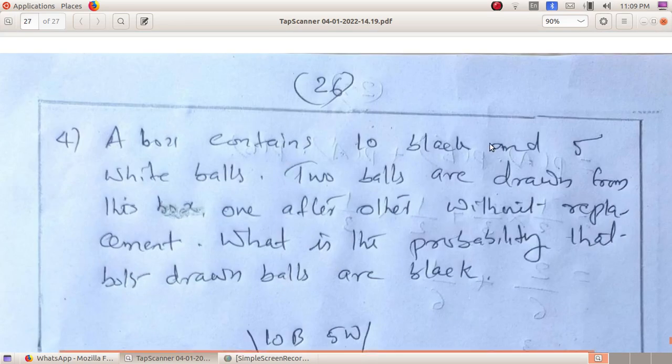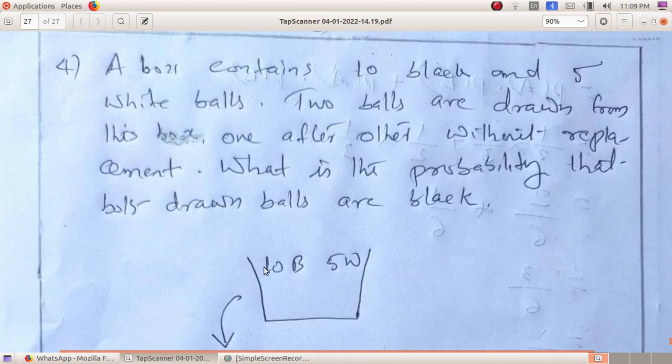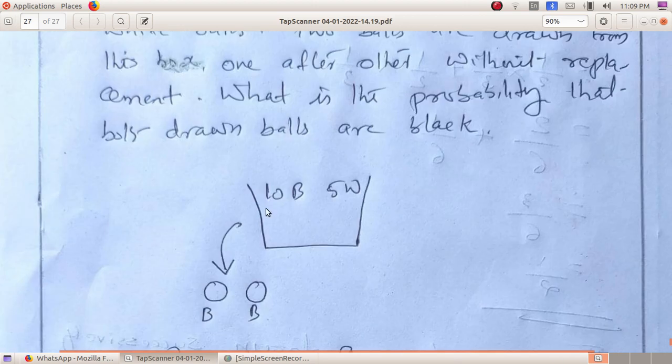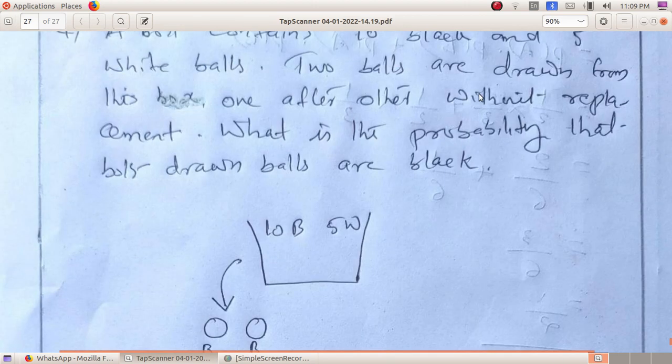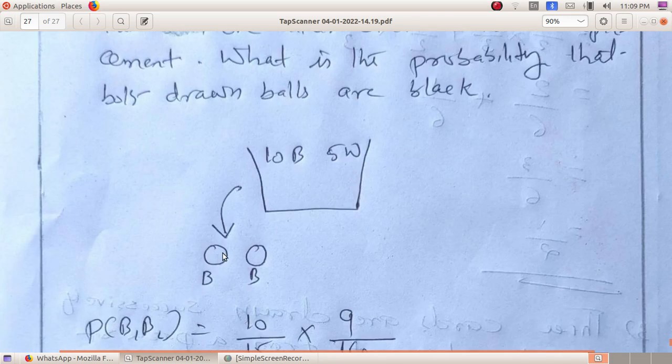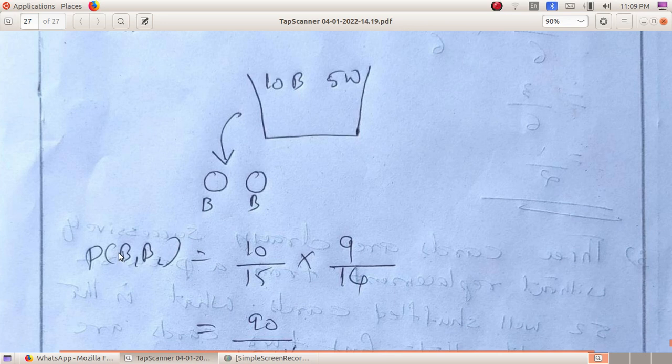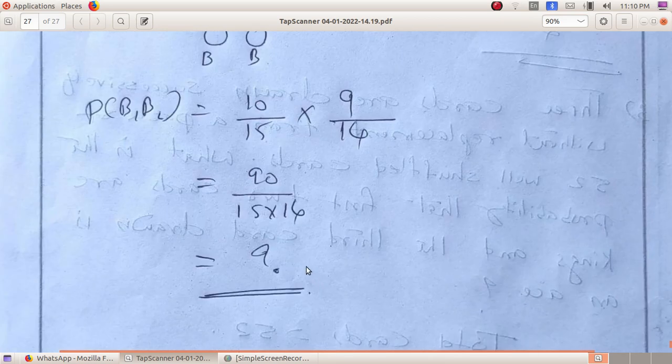A box contains 10 black and 5 white balls. 2 balls are drawn from this box, one after the other without replacement. What is the probability that both drawn balls are black? As before, P1 P2: first black, second black, without replacement. For the first black, there are 10 black out of 15, so 10/15, into the second black, where one black has reduced, so 9 out of 14. Okay.